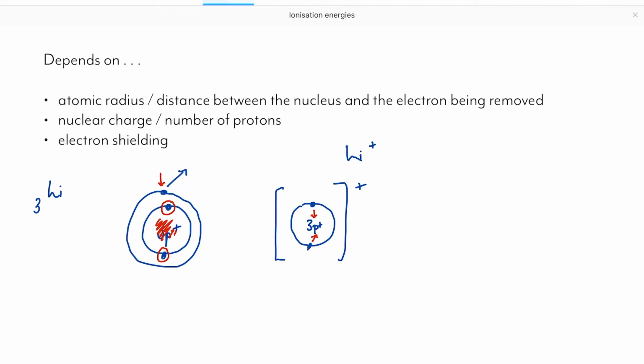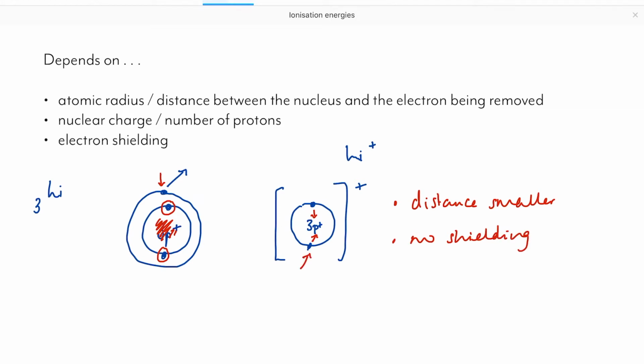So the distance between the nucleus and that first shell is going to be smaller in the lithium ion than it was in the lithium atom. They also have no shielding. So let's make a note of these 2 things. Distance is smaller and no shielding.